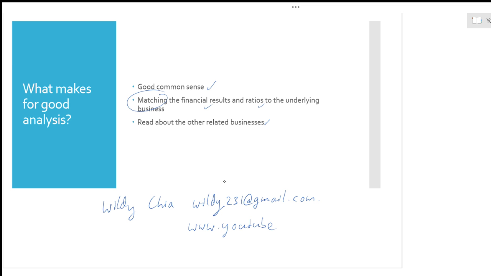Hopefully, this will give you better insight on how ratio analysis should be performed. Right? There is no template, there is no magic to doing it. A lot of common sense, however, is necessary.